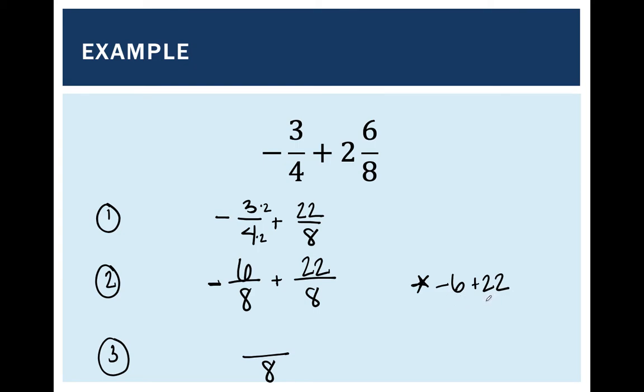They're different signs, so we subtract 22 minus 6, and we get 16. And since 22 is positive and it's bigger, our numerator is positive 16. We can actually simplify both 16 and 8 by dividing them both by 8, which is 2 over 1, or just 2 as our final answer.